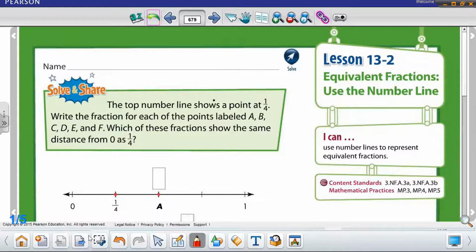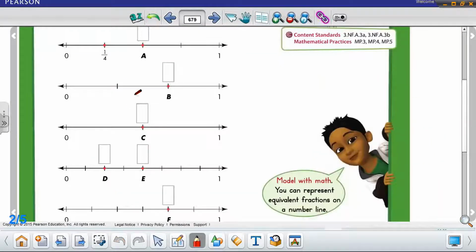Let's see. These are the shapes that we have. We have here 1/4. So here 2/4. Excellent. 2/4. Now 3/4 and 4/4. So A equals 2/4. Let's choose this one.